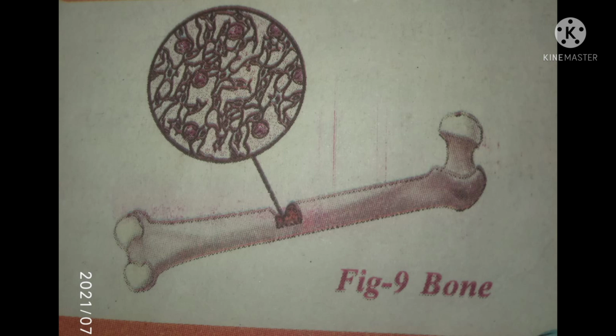Bone. Bone is another type of connective tissue. It forms the framework that supports the body. It is a major component of the skeletal system of several vertebrates, except some fishes like sharks. Bone is made of calcium phosphate and calcium carbonate. These salts are secreted by cells called osteocytes. These cells are present in the central hollow portion of the bone called bone marrow.